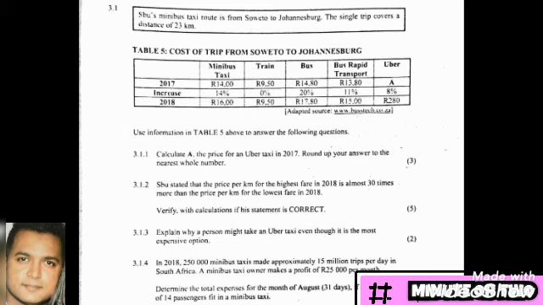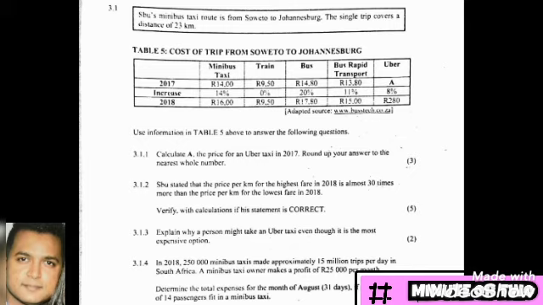Question 3.1, Spoo's minibus taxi route is from Soweto to Johannesburg. The single trip covers a distance of 23 kilometers. Make sure you highlight the important information. So you see there's a distance of 23 kilometers shown to you, and what's important is that it is a single trip. This information is vitally important should they ask you to calculate a double trip.